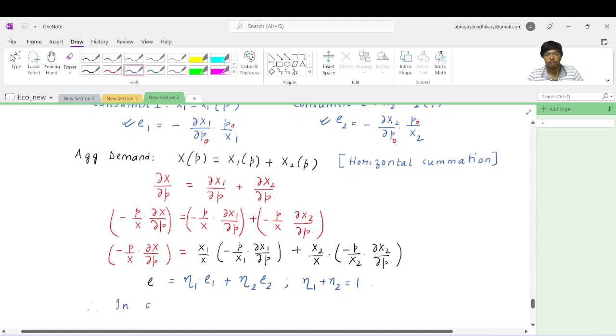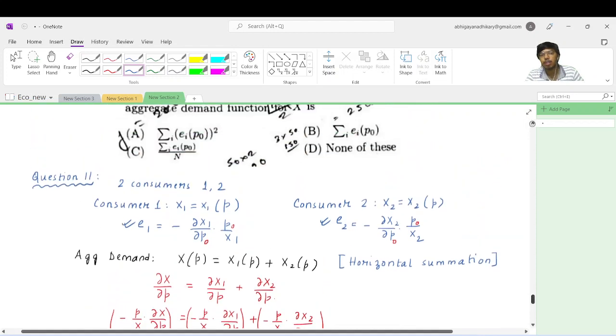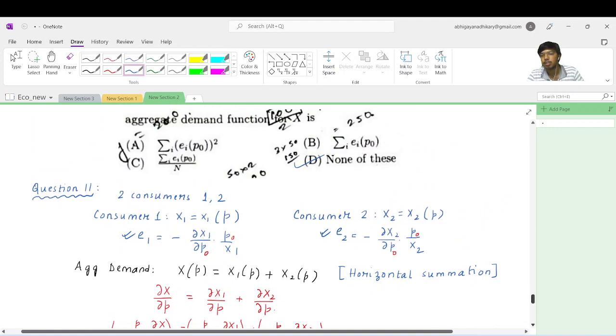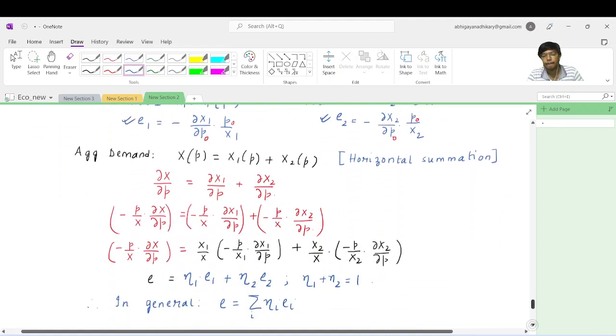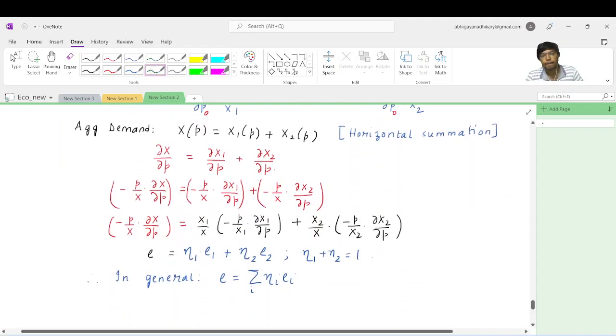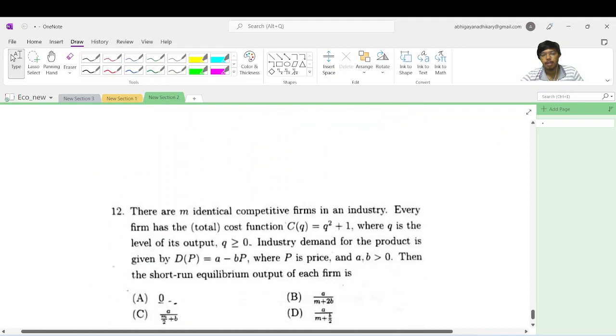That means in general, if we have n consumers with n demand curves, the elasticity of the aggregate demand curve will be the sum of eta i E i. And note that this doesn't match with any of the options. So it is option number D.